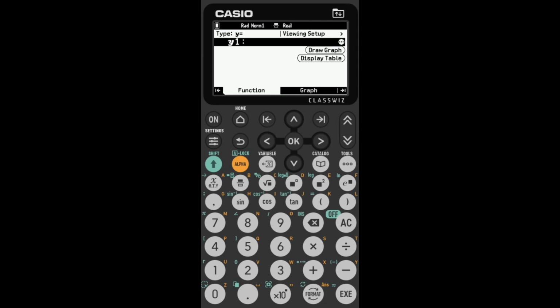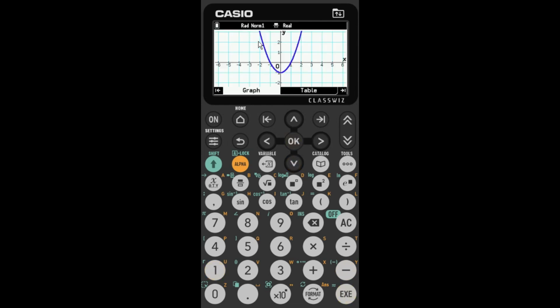We can restrict the domain using our calculator. Now, let's suppose we have the graph of y equals x squared subtract 1. If we draw this graph as it is, here is the graph of y equals x squared subtract 1. So far, the domain of this graph is not restricted, but we can restrict it.